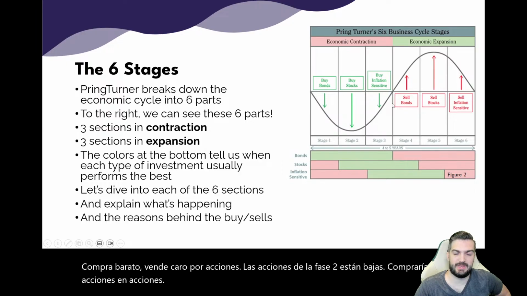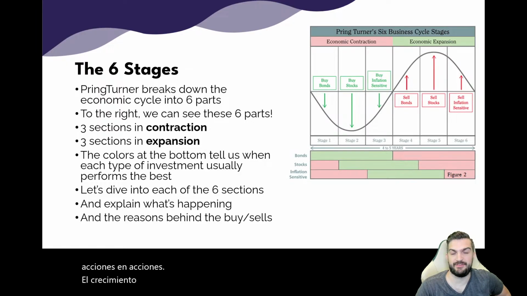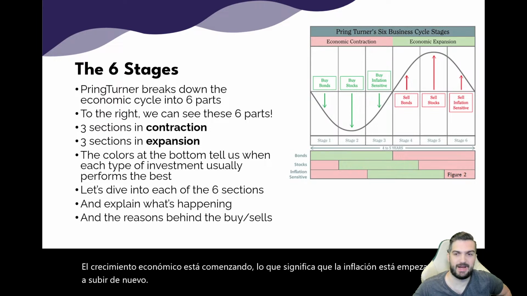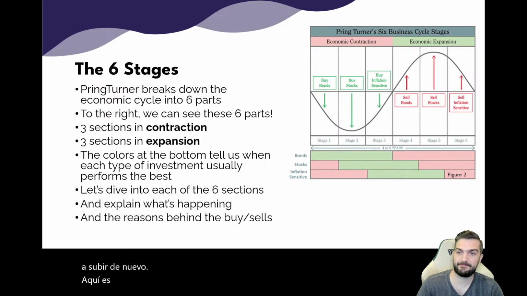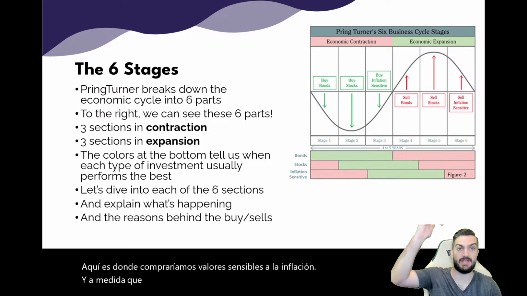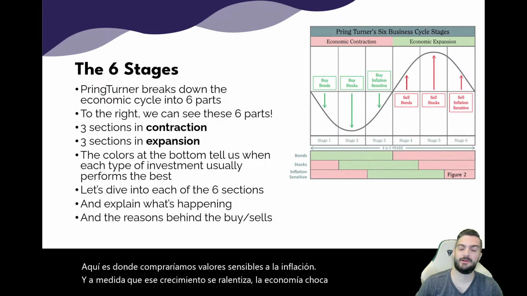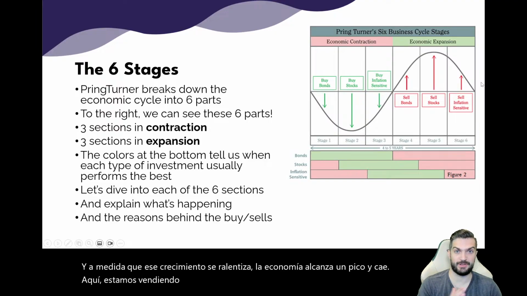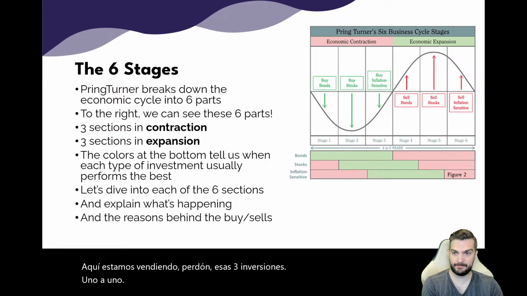Economic growth is beginning, which means inflation is starting to creep up once again. Here's where we would buy inflation-sensitive securities. And as that growth slows down, the economy hits a peak and dips. Here, we're selling out of those three investments one at a time: first bonds, then stocks, then inflation-sensitive.